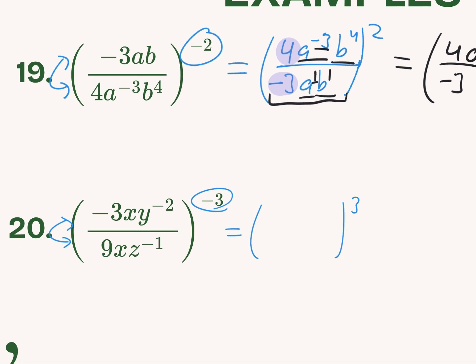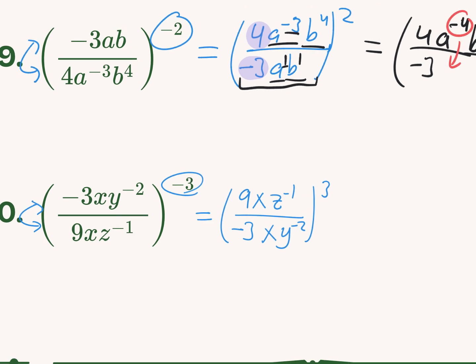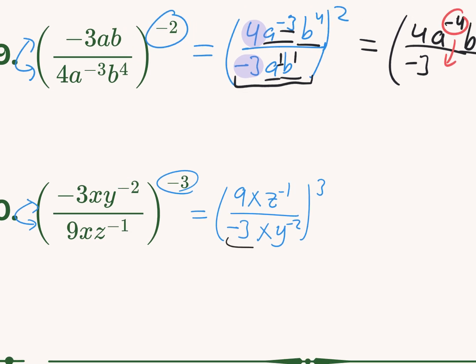So I'm going to turn that negative 3 to a positive 3. And now everything that's on the bottom I can bring to the top. 9xz to the negative 1. And then everything that's on the top I can move to the bottom. So negative 3xy to the negative 2. And then now simplify everything on the inside here.